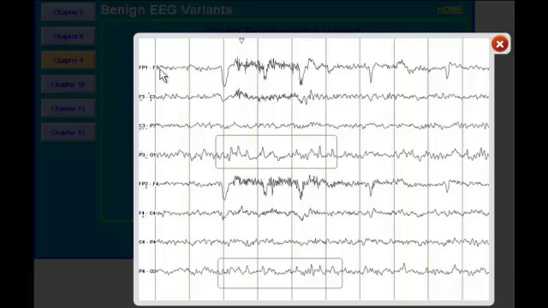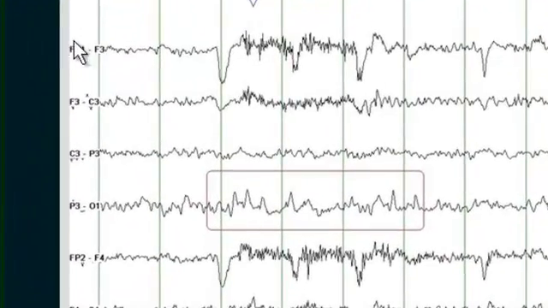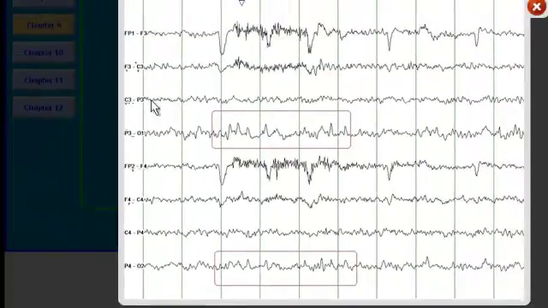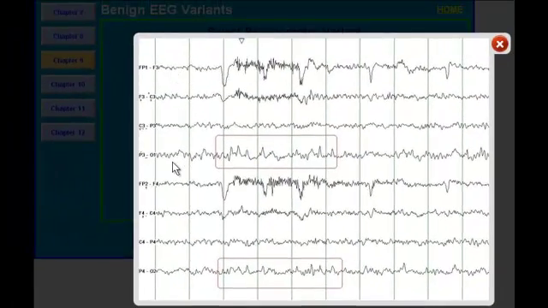To review, this is a bipolar montage. Odd numbers are on the left, even numbers are on the right side. So the first four channels record from the left side of the brain, and the last four channels record from the right side of the brain.